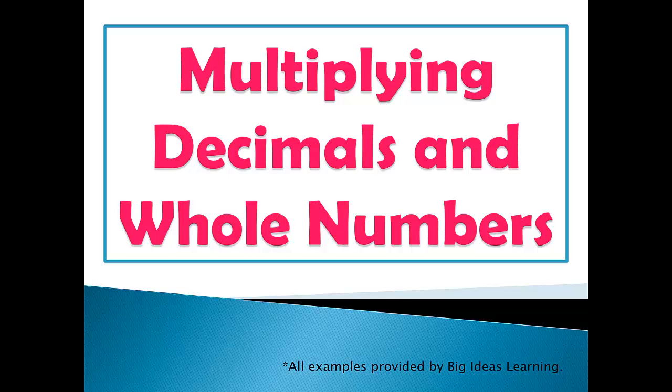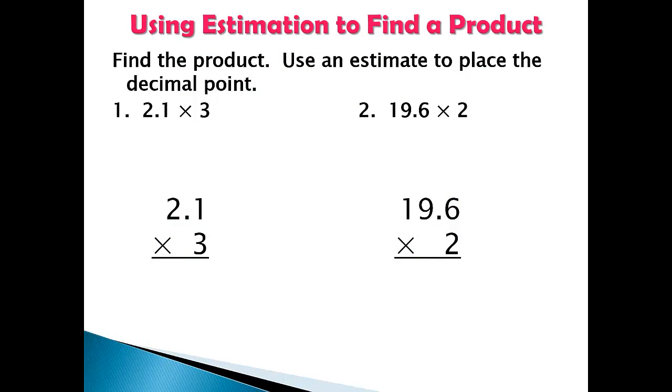Today's lesson is on multiplying decimals and whole numbers. We're going to use estimation to help us find the product. So we're going to find the product and we're going to use an estimate to place the decimal point. So for number 1, we have 2 1/10 times 3.